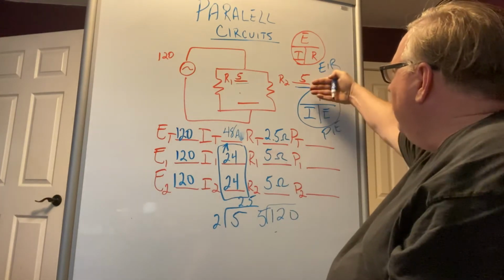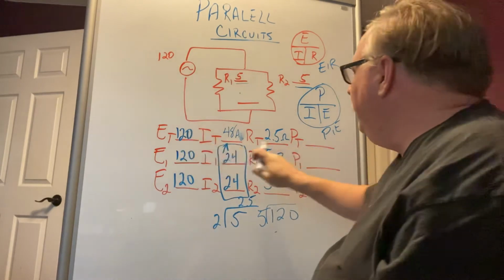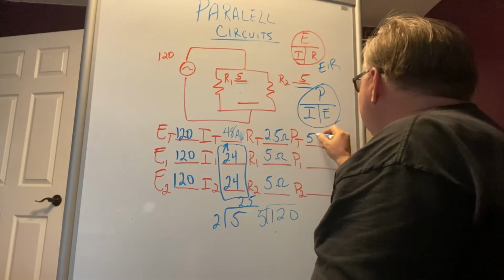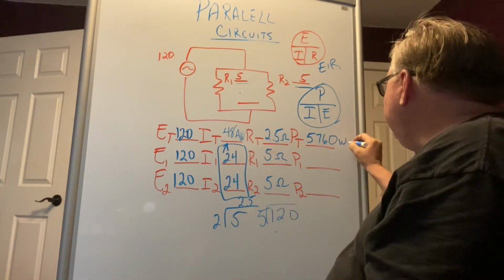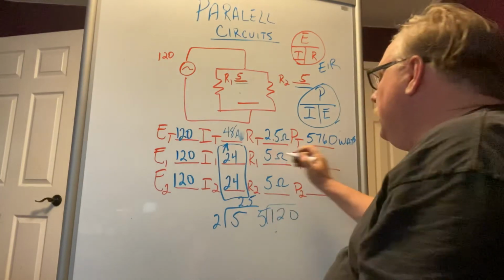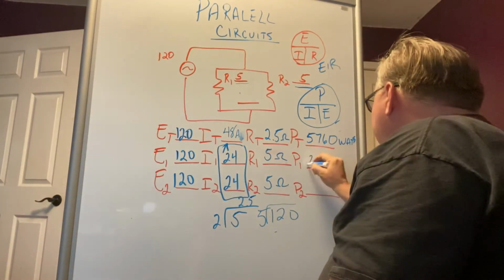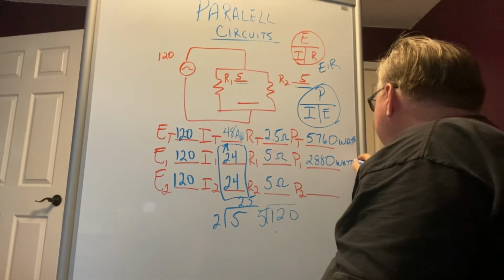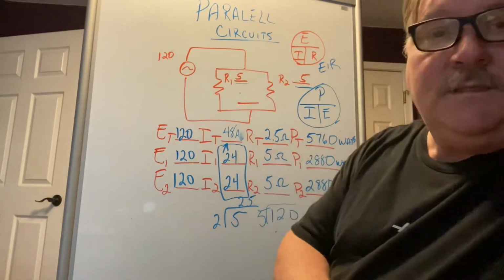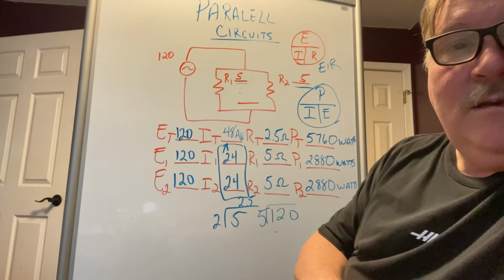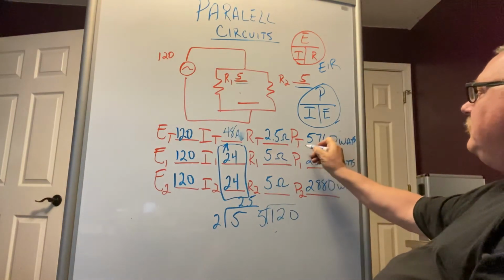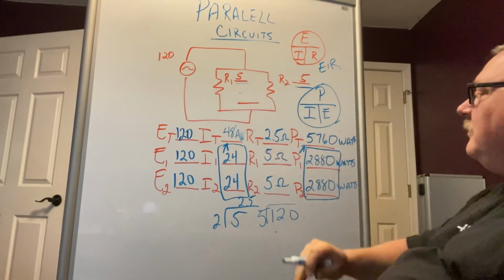So for us to find our power, we've got to do our current times our volts. Okay, so 120 volts times 2.5 gives us 5,760 watts. Okay, in watts, they have to add up. So 120 times 24 gives us 2,880 watts. And these are the same. It's the same thing. Now 2,880 times 2 equals 5,760, so these two here have to add up to that number right there.